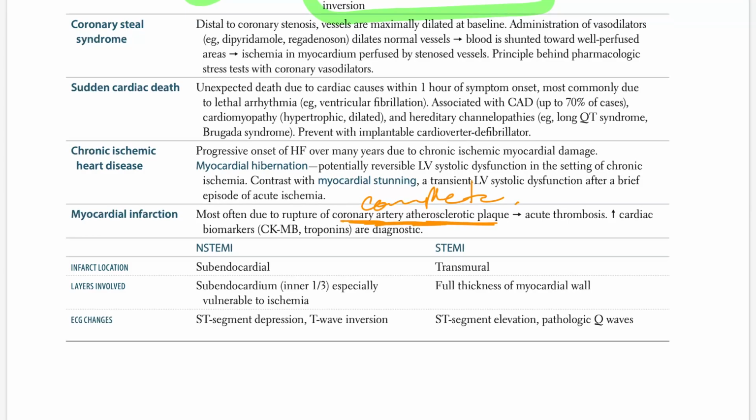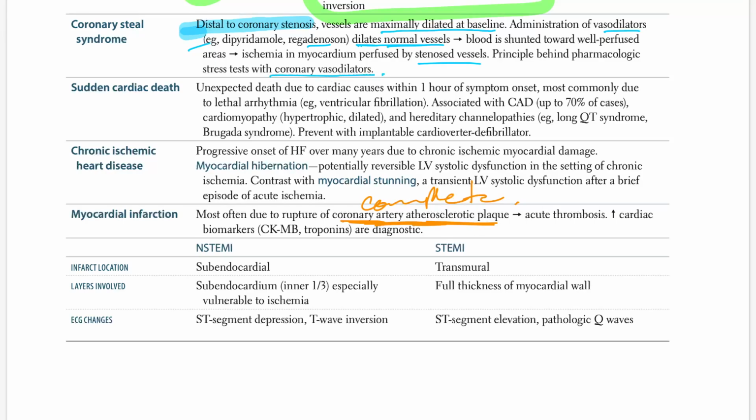Coronary steal syndrome is distal to the coronary artery stenosis. The vessels are maximally dilated at the baseline. Administration of vasodilators like dipyridamole and regadenoson, right? They would dilate the normal vessels, which leads to blood being shunted towards well-perfused areas, causing ischemia in the myocardium perfused by stenosed vessels. Principle behind pharmacological stress test with coronary vasodilators.